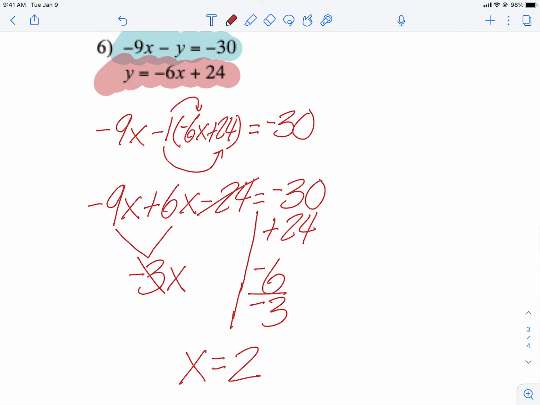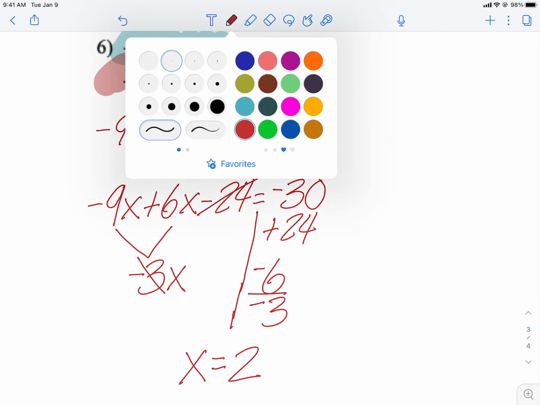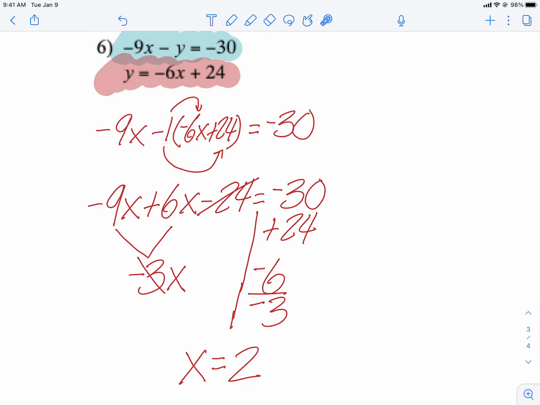All right, so now I need y. So what I'm going to do is, this is already solved for y.